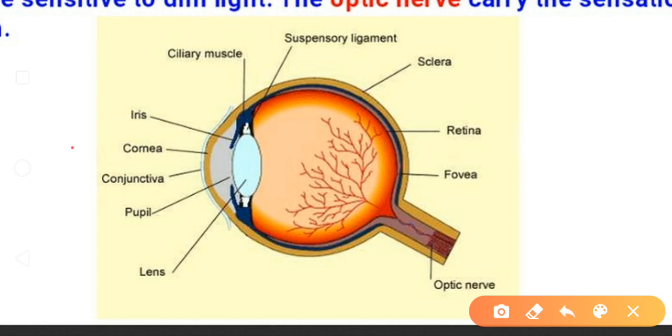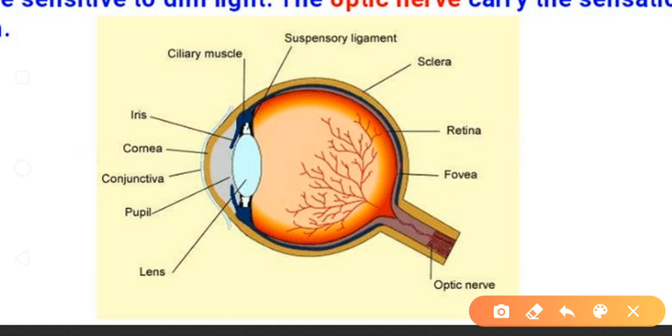Next is the cornea. The third part is the cornea. The front transparent part of the sclera is called the cornea. This is the sclera, and its front transparent part is the cornea. Is that clear about the cornea? And light enters into the eye through the cornea like this. I think you are able to see how light can enter into the eye.